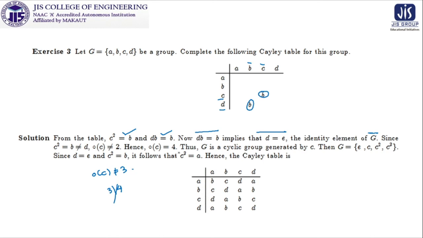How? Because C has the same order as the group, which is 4. Then G can be written as E, which is nothing but D, then C, then C square, then C cube. C square is B, so C and C cube are remaining. So C cube will be A, because C will be as it was. So the Cayley table will be in this structure. This is very interesting and a somewhat different approach to the problems of group theory.